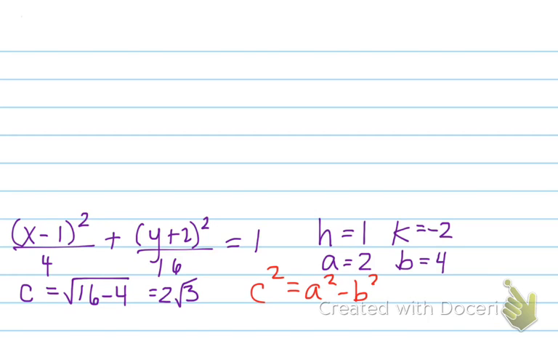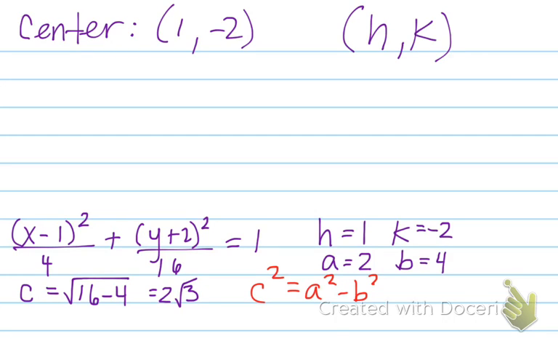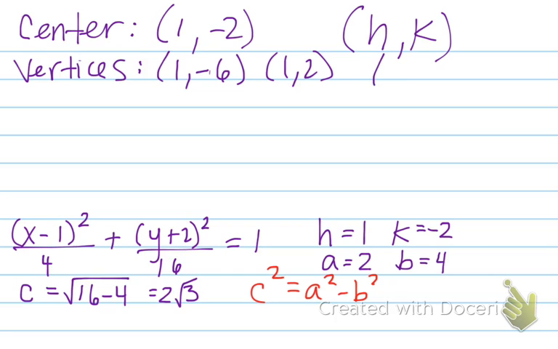Alright, so the first thing we can conclude is that the center is at (1, -2), because that's (h, k). We know that the vertices are at (1, -6) and (1, 2), because those are at (h, k plus or minus a).